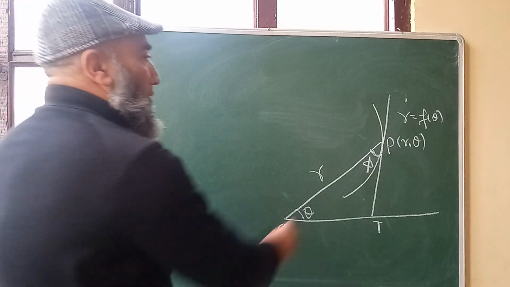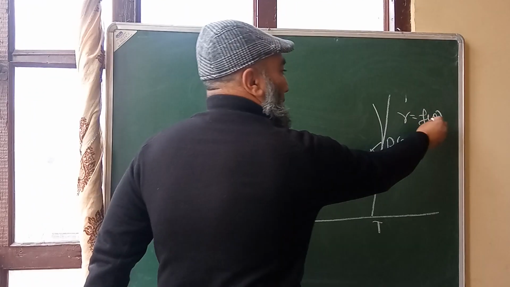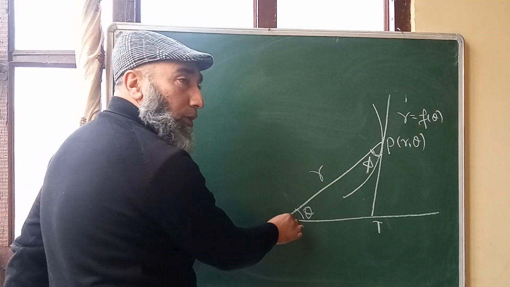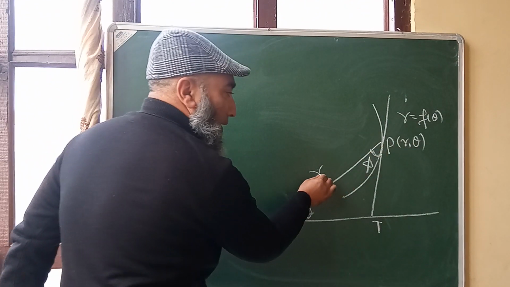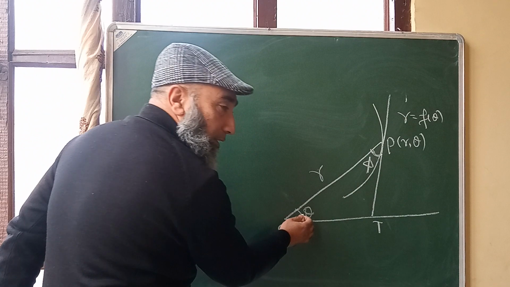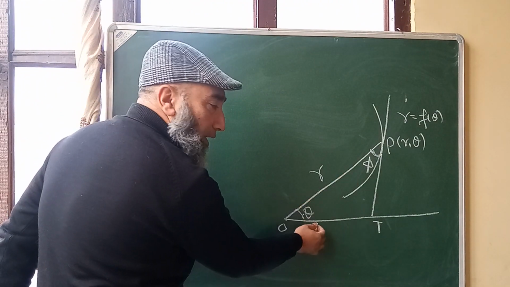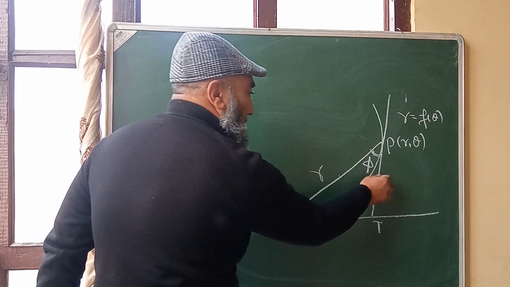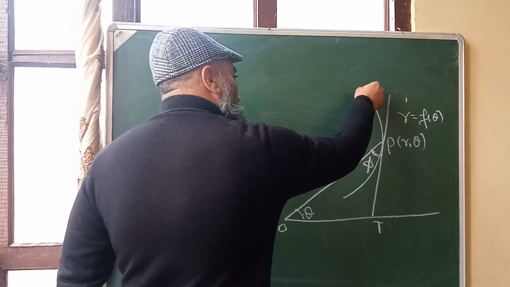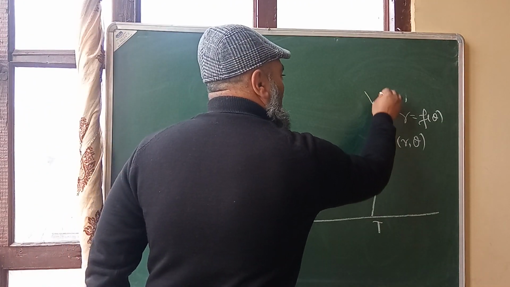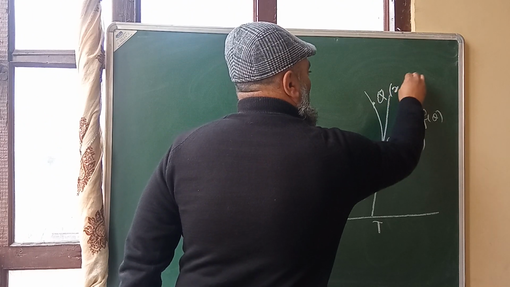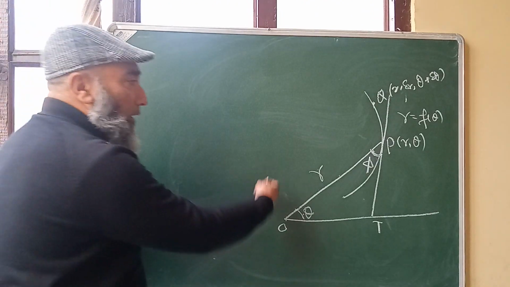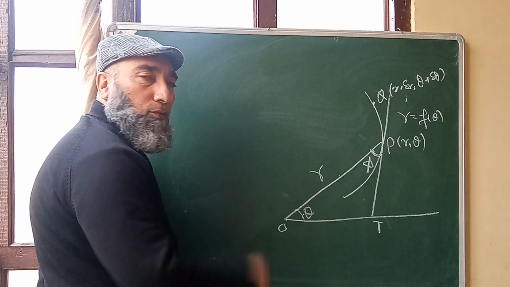So I have a curve represented by r equal to f of theta. This is the pole, this is the point, this is OP, known as the radius vector r. Here it is theta, the angle between the radius vector and the initial axis, and I have to find the angle between the tangent and the radius vector. Now, how will I proceed? Let me suppose that Q (r plus delta r, theta plus delta theta) is a neighboring point of P.